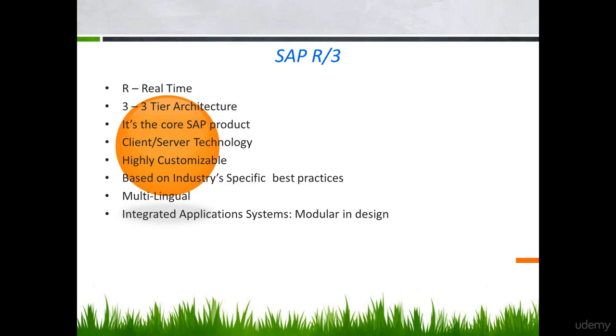Okay, we will learn more about SAP ECC, but I will have to tell you what is the beginning of the SAP market itself, right? So when I say SAP R3, R is called real time, and 3 is a three-tier architecture. It is the core SAP product from which we extract data into business warehouse, and then from there the business intelligence creates reports on top of it, right? And it's a client-server technology.